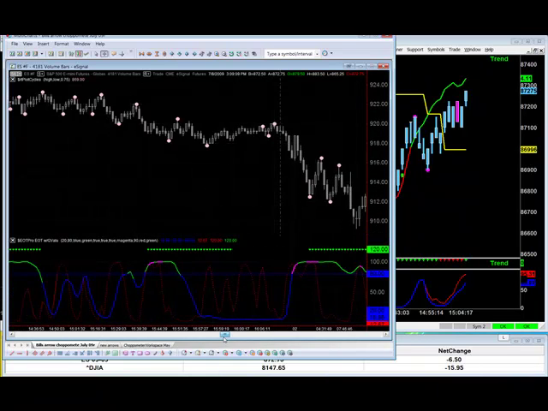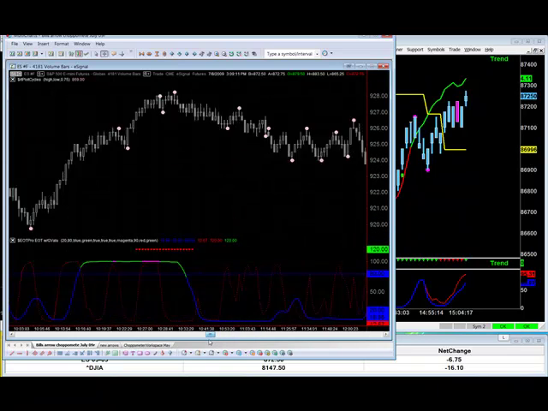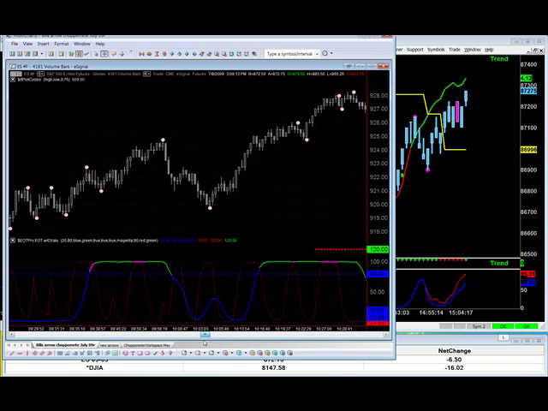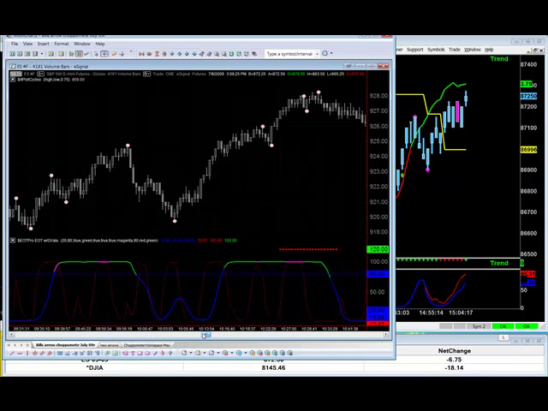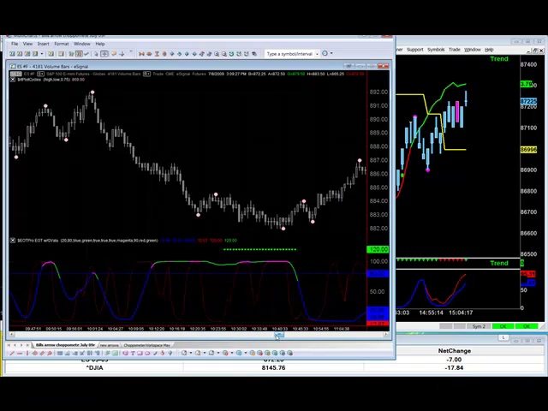The short-term cycle indicator does a good job of picking the ends of the moves. If you don't want to be holding for these pullbacks, some people don't want these pullbacks against their positions, and that's okay. I don't like holding for pullbacks either.